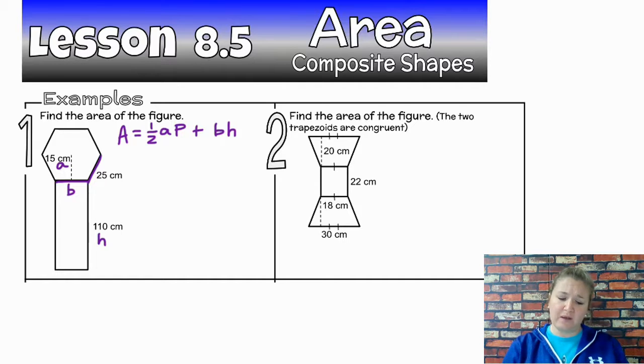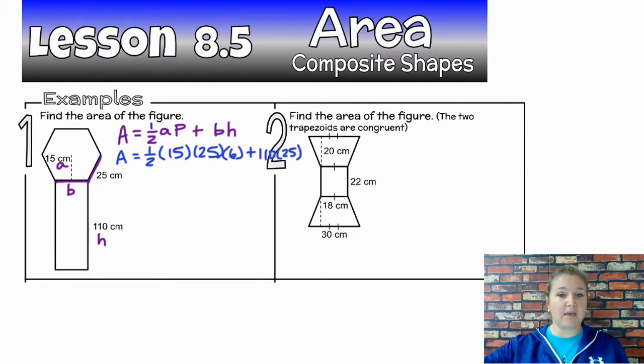You don't have to. You could find the area of each one separately and then add them up. That's definitely a possibility. I just want you to start seeing it this way a little bit. So I have 1/2 times the apothem, which is 15, times the perimeter. Remember that the perimeter is going to be 25, which is each side length, times the number of sides, which is 6. And then I'm going to add the area of the rectangle, which is 110 times 25.